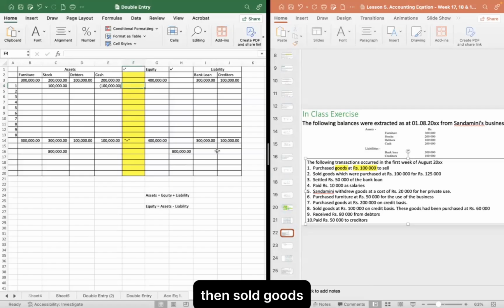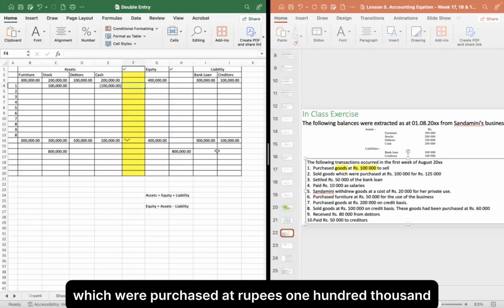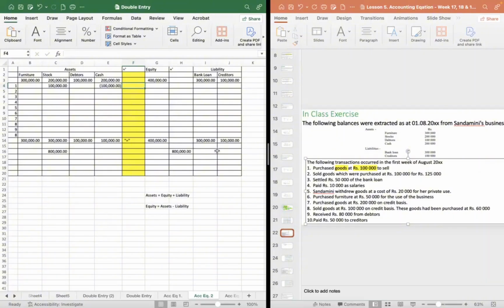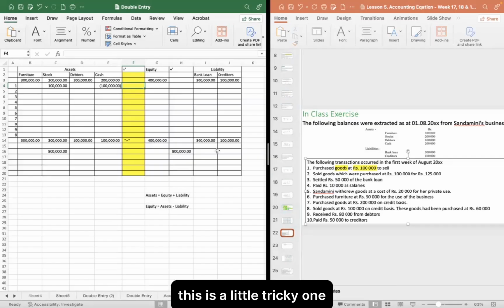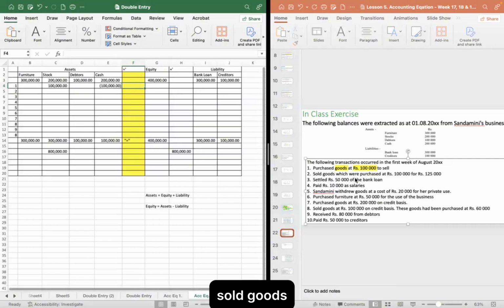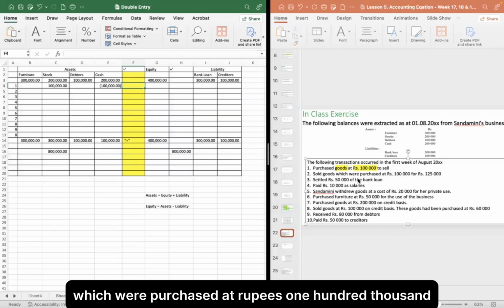Then sold goods which were purchased at rupees 100,000 for rupees 1,25,000. Now this is a little tricky one. Sold goods which were purchased at rupees 100,000 for rupees 1,25,000.